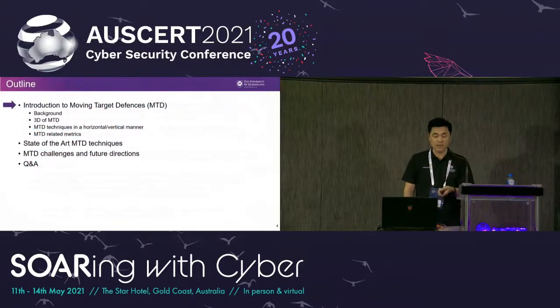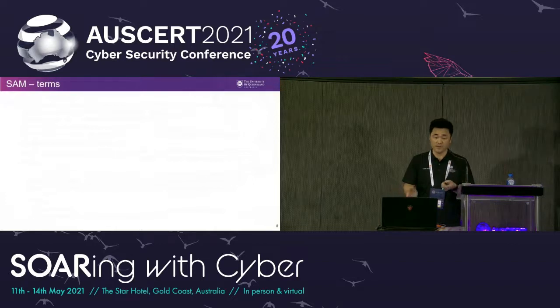And this is the talk outline. First, I'm going to talk about the background of MTD, then the three-dimensional aspects of MTD, what types of MTDs exist, and some MTD-related metrics. Then I'm going to talk about some of my work on MTD techniques for cloud computing, in-vehicle networks, IoT, and other areas. Then I'm going to introduce some other activities going on in academia and industry. Finally, I'm going to introduce some challenges and future directions.